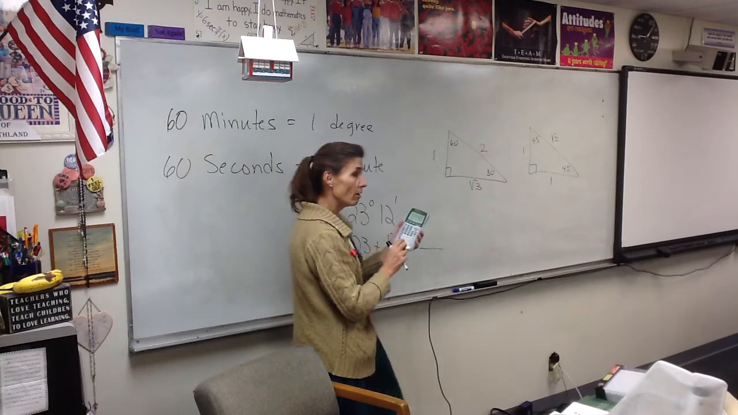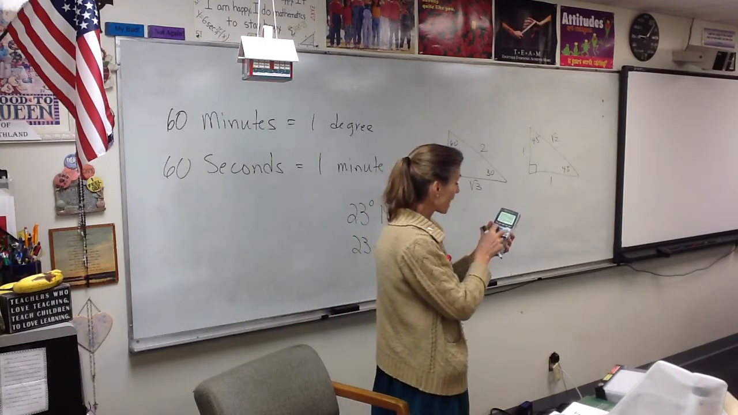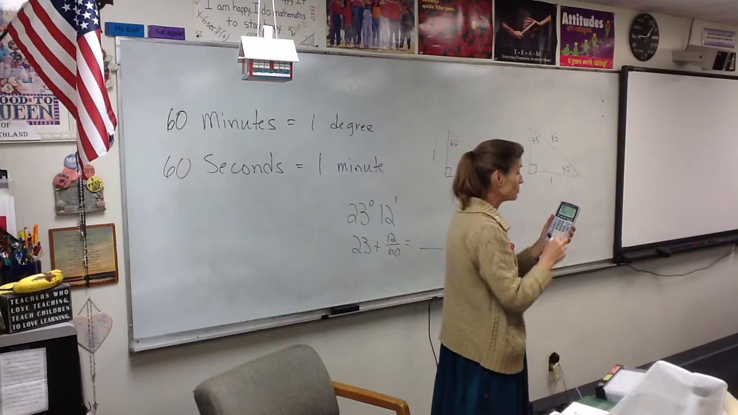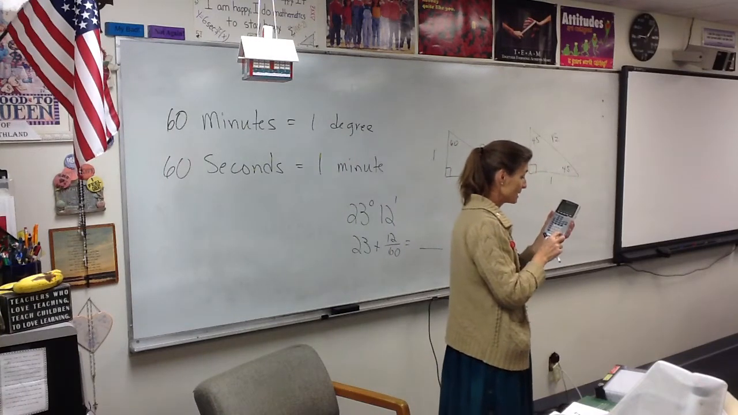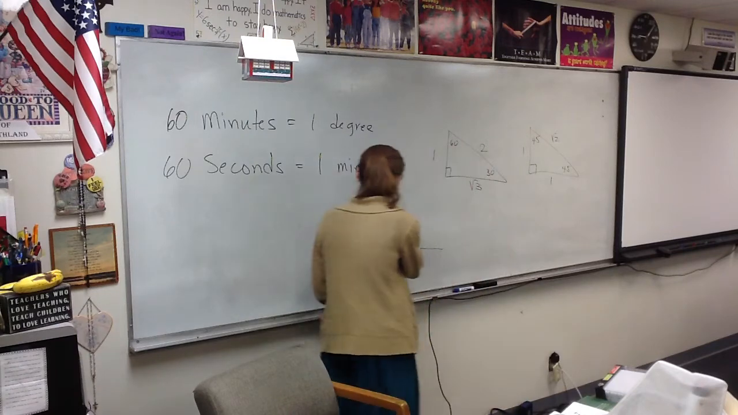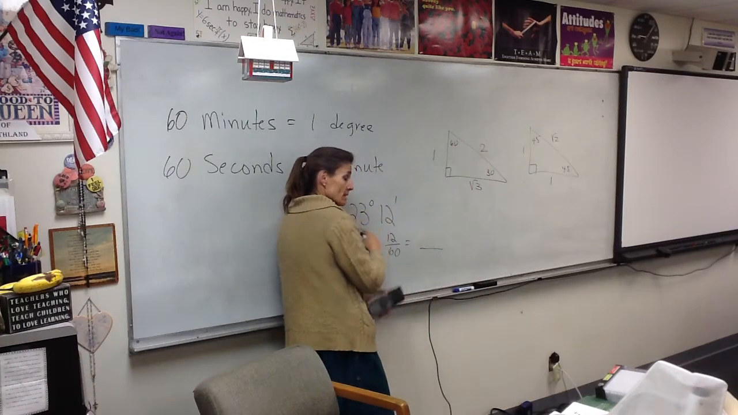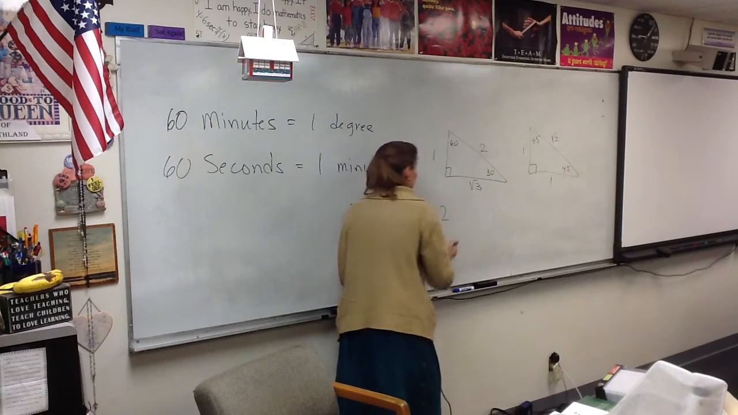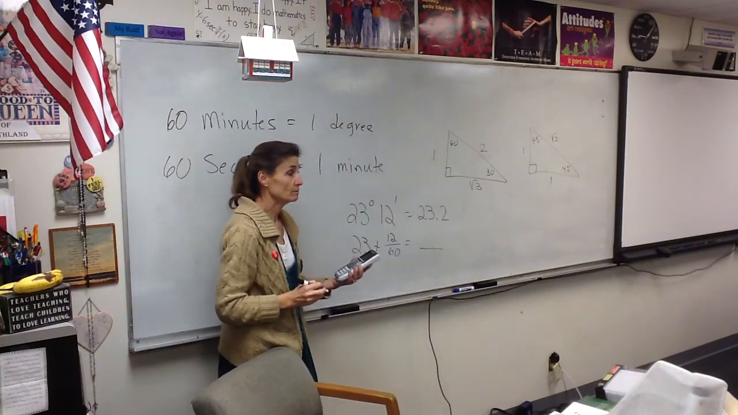Now put in the 12. Go back to your angle menu. And if you click down one, you see your minute mark? Hit enter. And now this is what's on your screen. If you hit enter, it comes up with the decimal form of the angle.